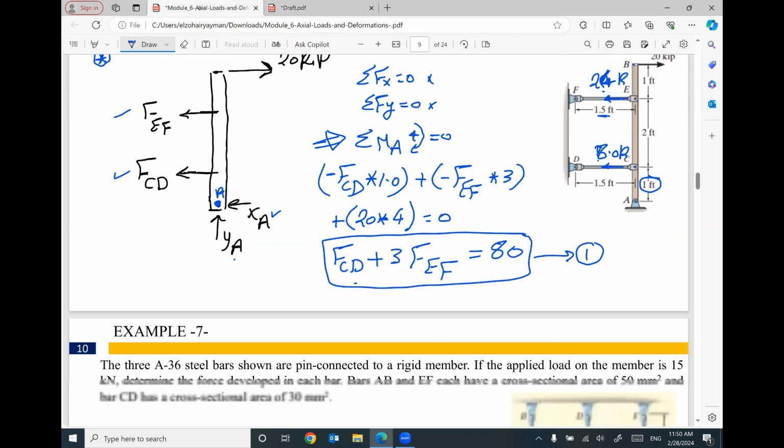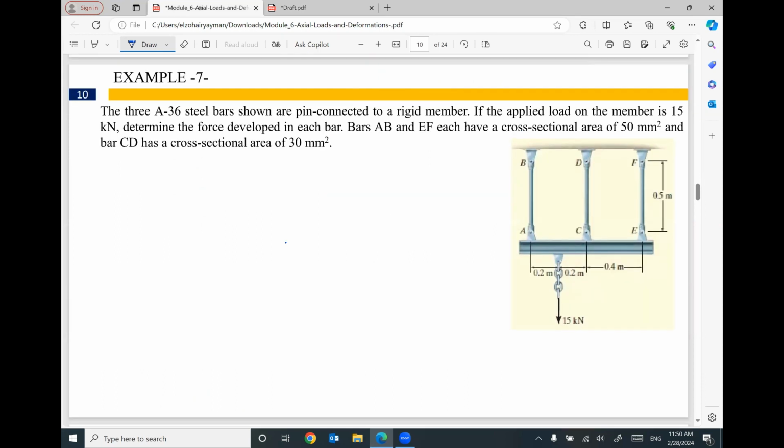One more example. We have this example. We have a beam AE. This beam is hanging by three link members or three rods, AB, CD, EF. And this beam is supporting a force 15 kilonewton. We are looking to figure out what are the forces developed in each bar, bars AB, CD, and EF.